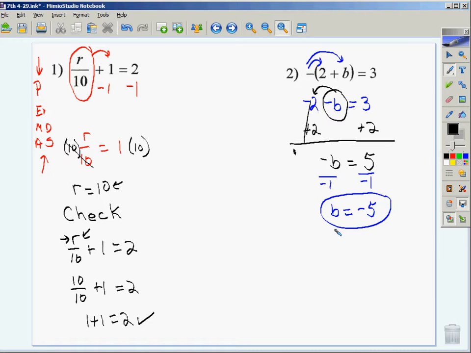What can I do to make sure that I'm right? I can check it. And I'd write down negative, parentheses, 2 plus a negative 5 equals 3. What is 2 plus a negative 5? No, 2 plus a negative 5. It's a negative 3. But isn't a negative make a positive? So again, I can see that my answer checks.